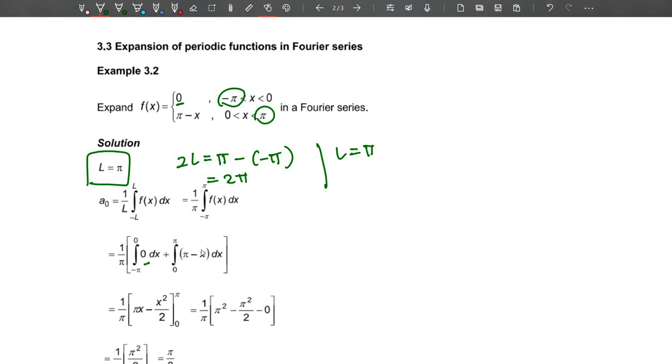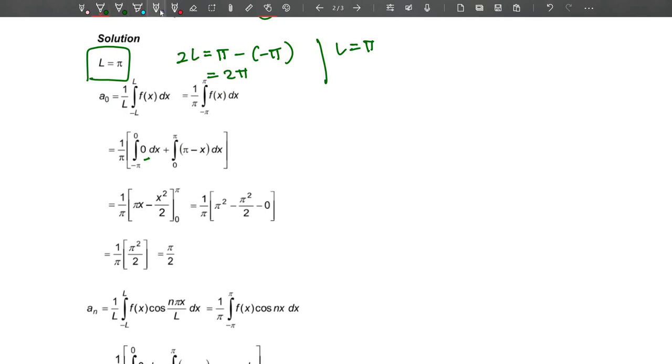Integrate as usual. For the 0 part, it should be equal to 0, so we just have to consider this pi minus x. Integrating this gives pi x minus x squared over 2. Substitute the values from 0 to pi. Remember, upper boundary minus lower boundary. Although it is a common thing that you should know by now, I still need to remind you, it should be upper boundary minus lower boundary. That's how you substitute the value. So right now we have a0 equal to pi over 2.